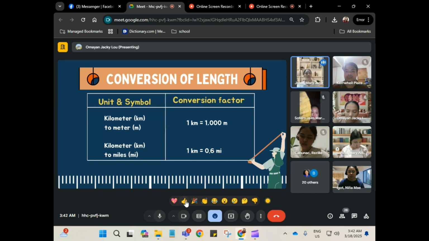But if we travel by car, we use miles. And a kilometer, class, is about 0.6 miles. So next, Jackie.